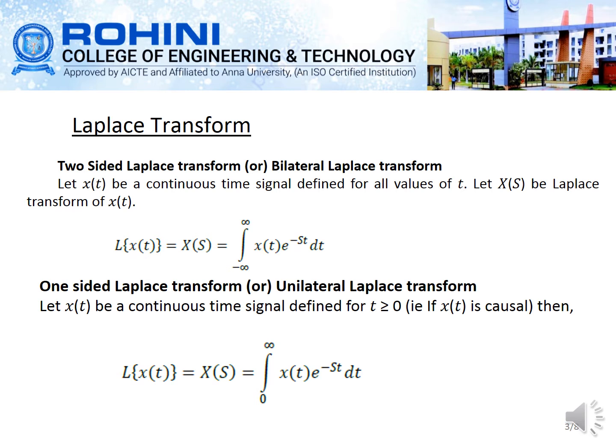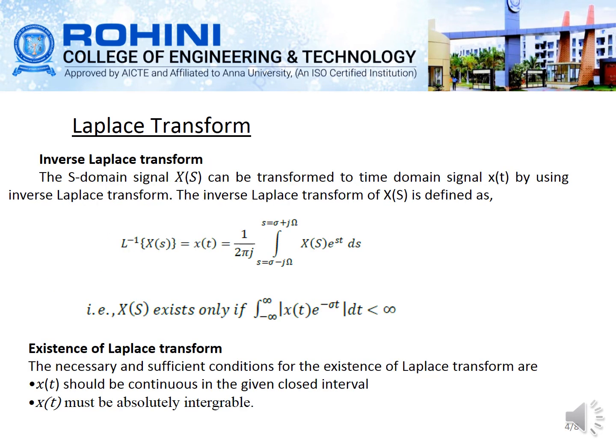And the one-sided Laplace transform, or unilateral Laplace transform, is given as follows. Let x of t be a continuous time signal defined for t greater than or equal to 0. Here in this case x of t is causal, therefore the Laplace transform of x of t is X of s equal to integral from 0 to infinity of x of t into e power minus st into dt. Next, inverse Laplace transform.